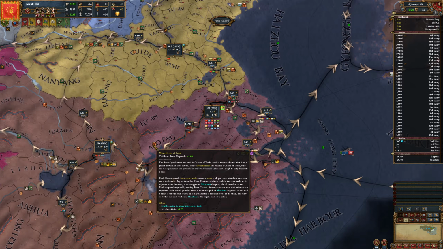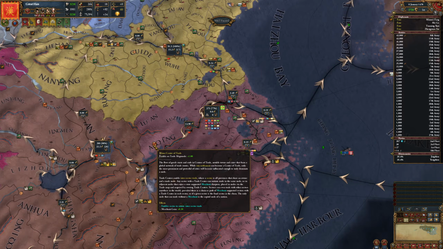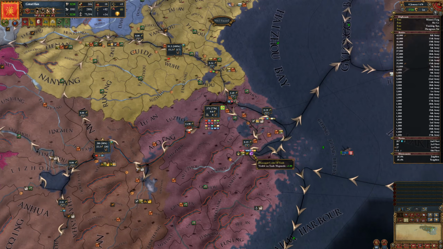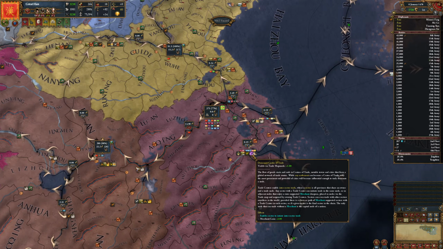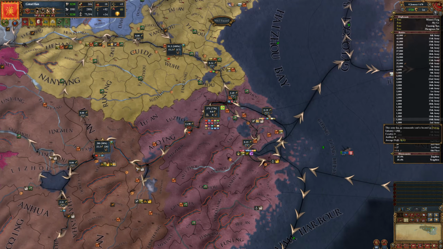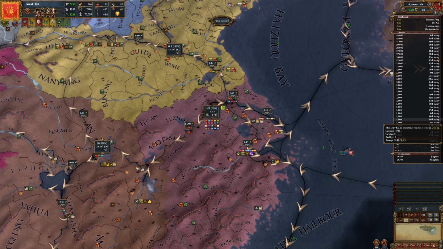Centers of trade are how you get merchants. As you can see, a minor center of trade gives you 0.2 merchants, a major center of trade gives you 1.5, and a dominant center of trade gives you 3. So it's really important to try and get centers of trade so you can get merchants from them.